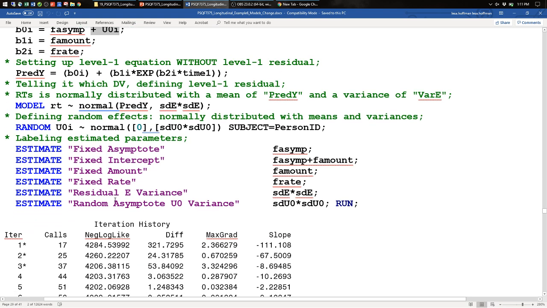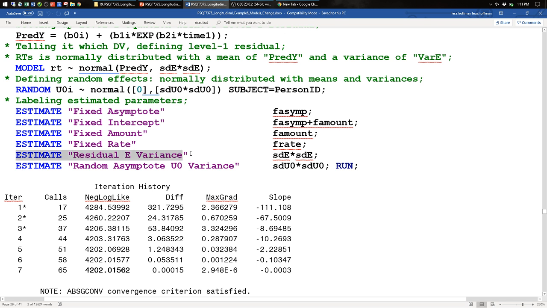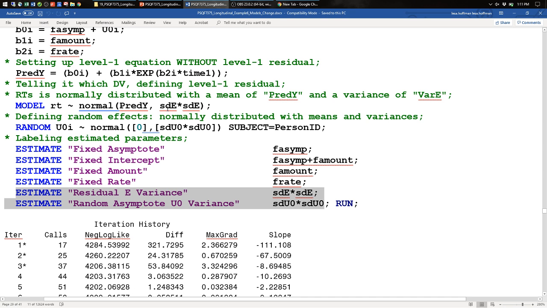So in this case, I'm also asking it to output the residual variance and the random asymptote variance by just squaring those standard deviations, so I can get it back onto the scale that I'm used to looking at the results. Otherwise, everything else is the same.